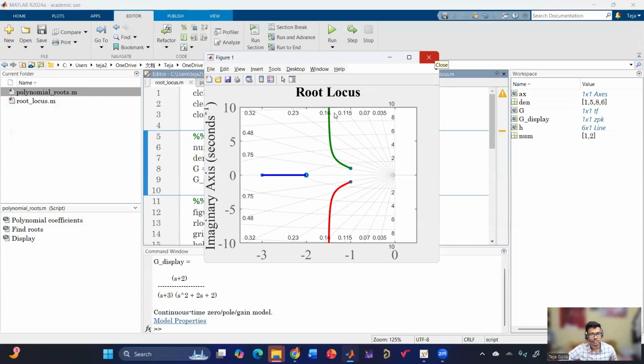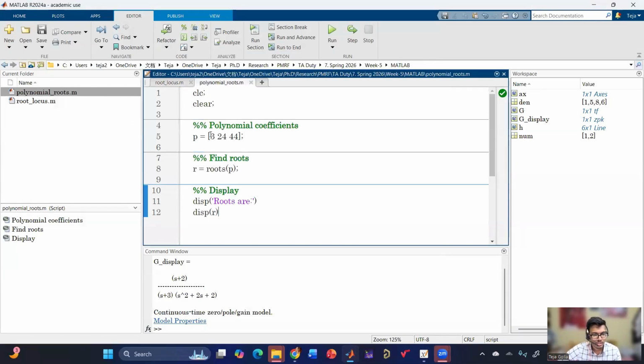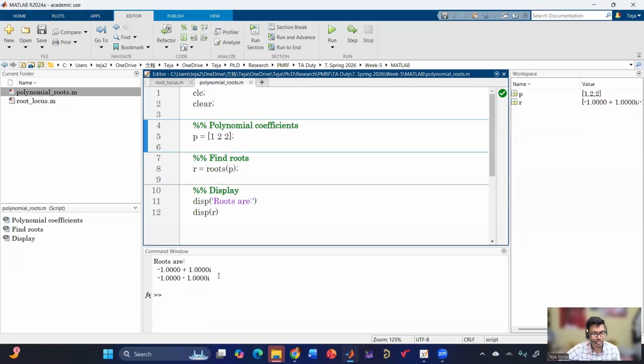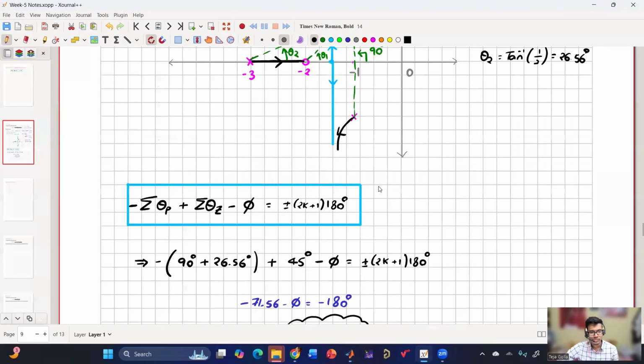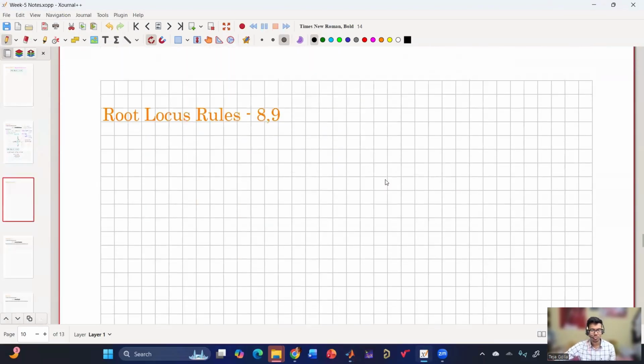Yeah, Chidananda says yes. Amaresh, is that clear? Just to check whether our calculations are correct, s square plus 2s plus 2, now we'll get poles at -1 plus or minus j. I'll give both the codes so that you can play with those and understand how to use them. If this is clear, then I'll move to the final two rules of today's discussion, which are 8 and 9.